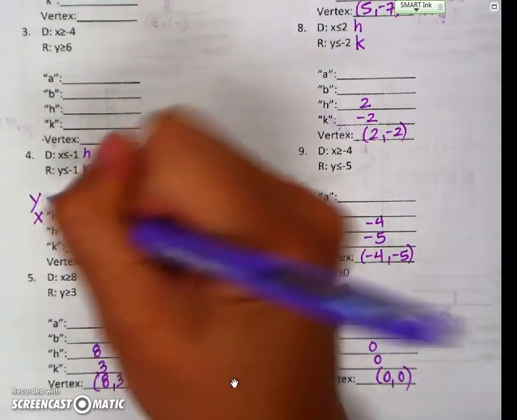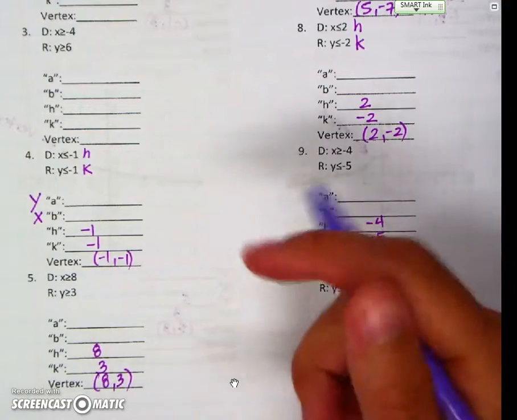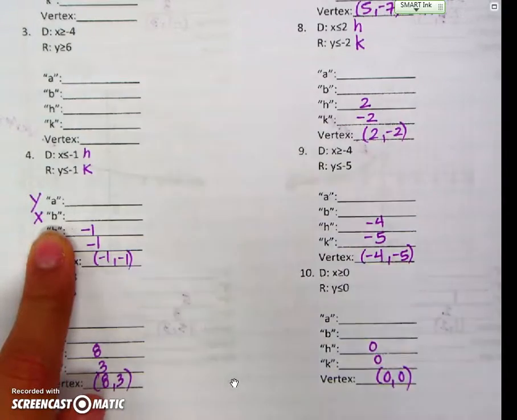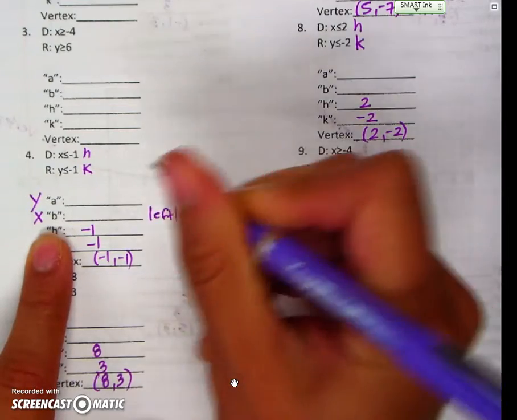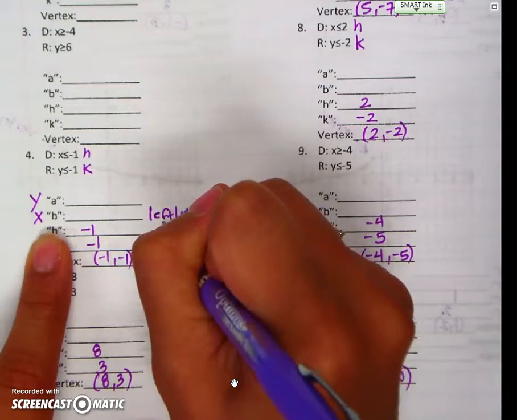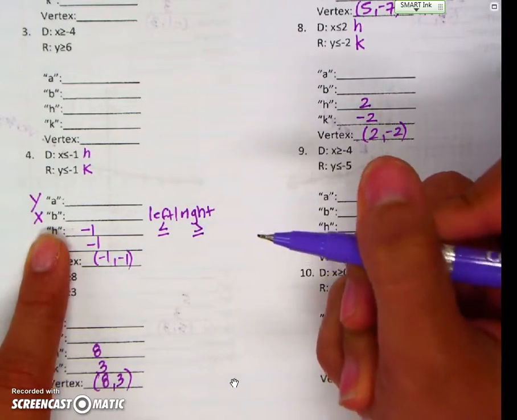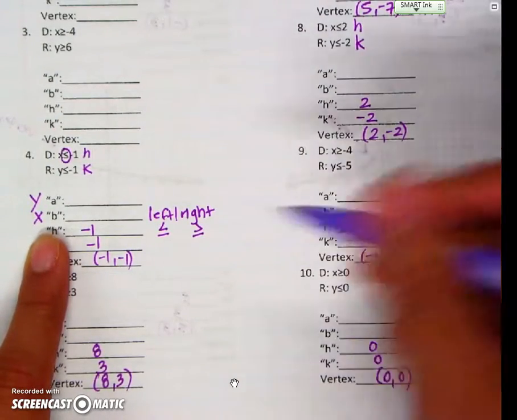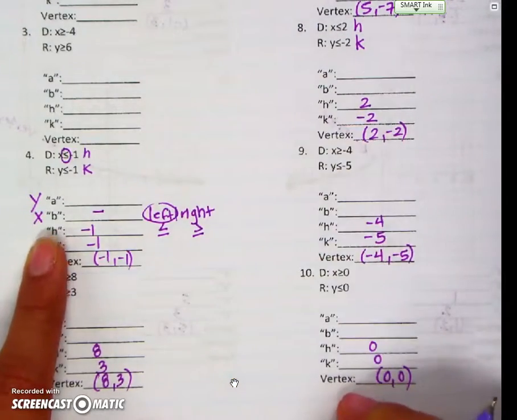Remember that your Y values determine your A and your X values determine your B. So we're going to look at first only the X values. Your X values tell you whether you point to the left or to the right. If X is less than, then it's going to point to the left. If X is greater than, then it's going to point to the right. If you look at this symbol, is it pointing to the left or to the right? It's pointing to the left. So that means B is going to be negative.